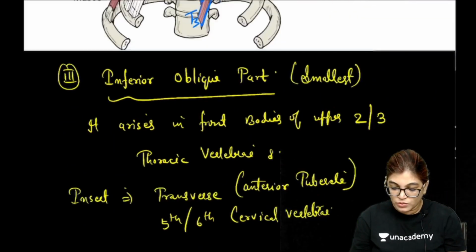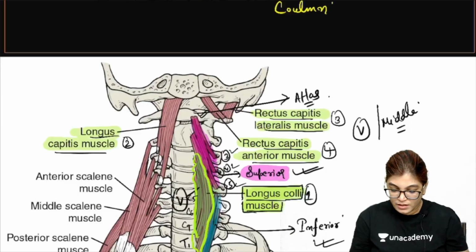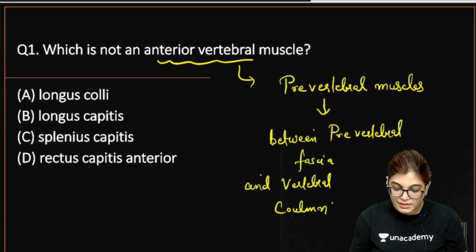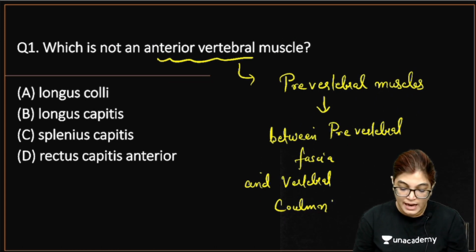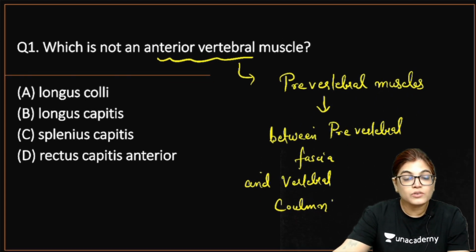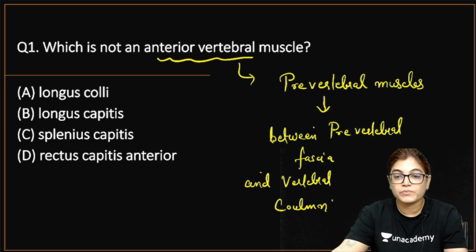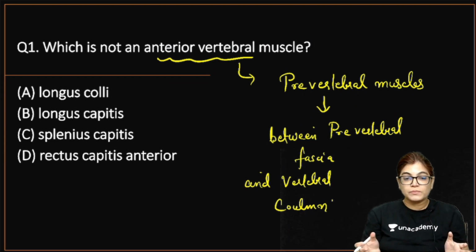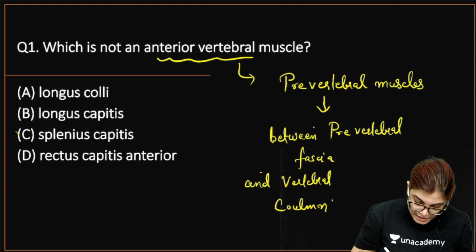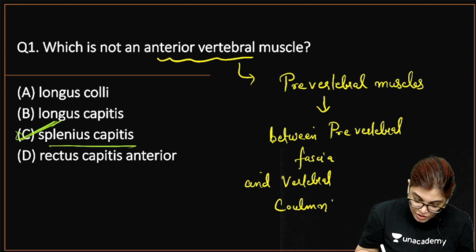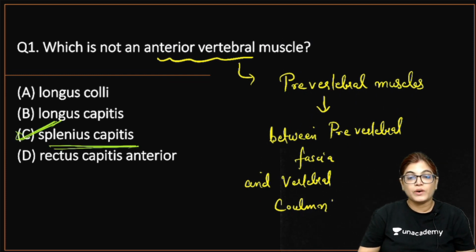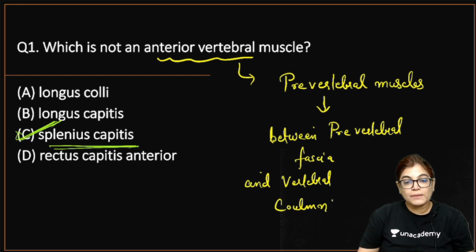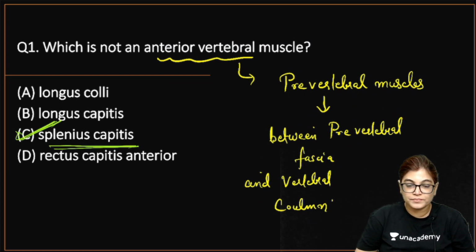So again, moving to the MCQ. Now it's very easy to answer the MCQ, as we have already seen that in this category, which is not an anterior vertebral or prevertebral muscle, the answer will be splenius capitis. Splenius capitis muscle is not categorized as a prevertebral muscle. Prevertebral muscles are 4: longus colli, longus capitis, rectus capitis anterior and rectus capitis lateralis.